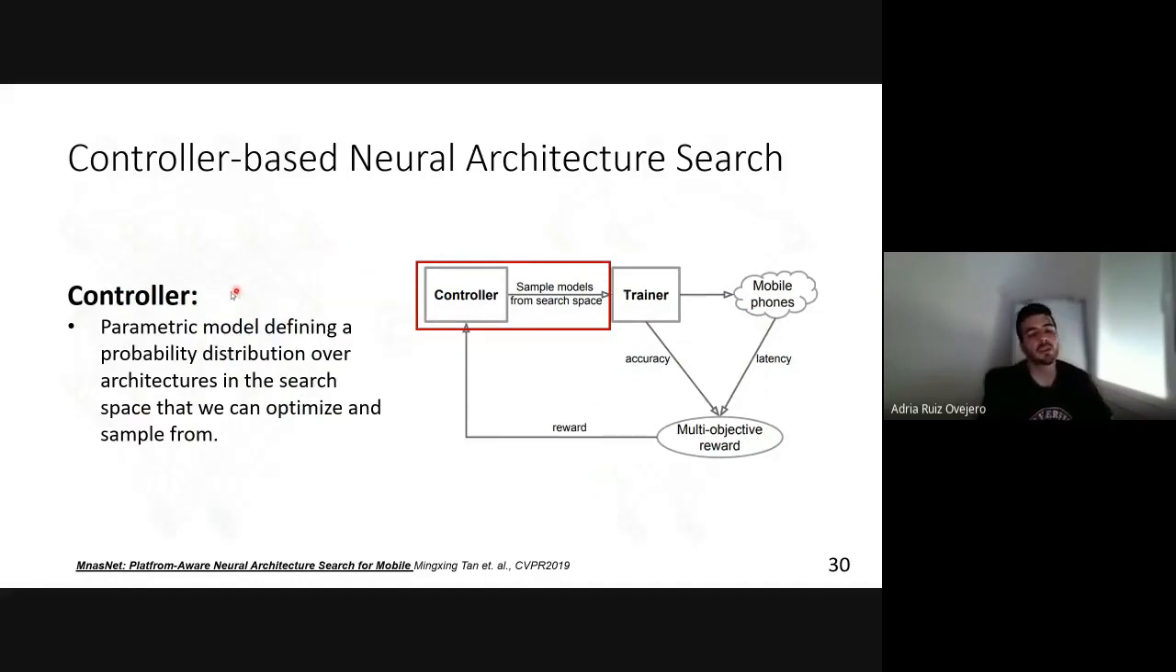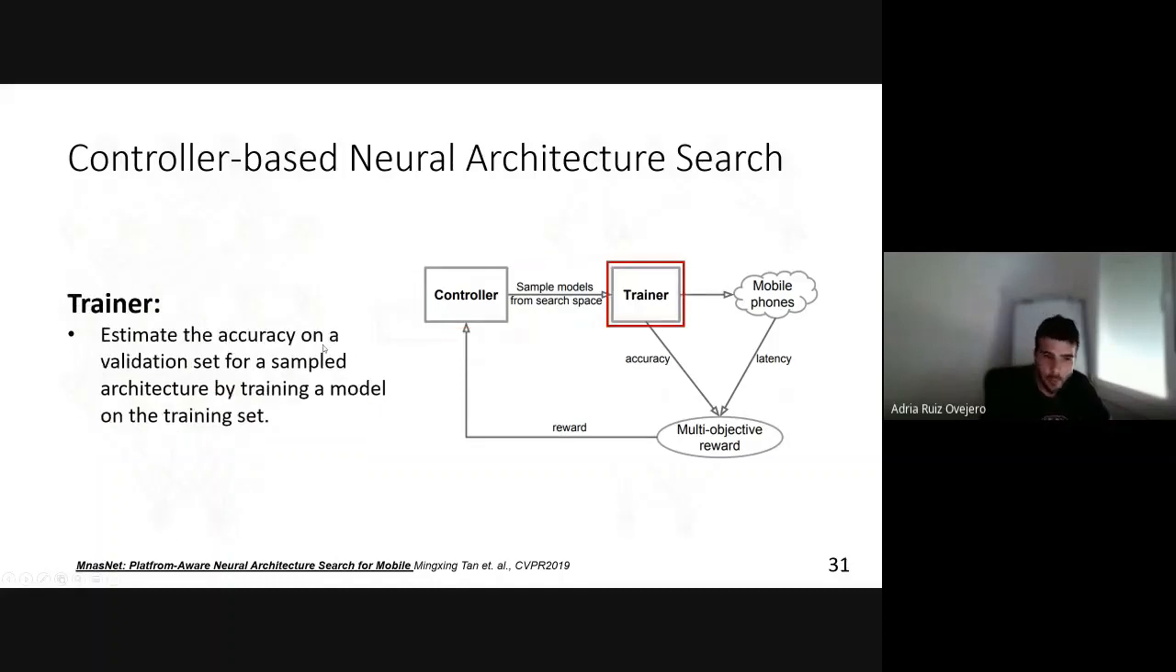So what is the controller? The controller will be a parametric model, for example a neural network or recurrent neural network, that defines a probability distribution over the architectures in the search space. In our search space, we will have thousands of possible choices for the hyperparameters of the architectures, and we can define a distribution over all these hyperparameters, and so a distribution over all the architectures that we want to optimize. And it's important to have a probability distribution because we will need to sample architectures from this distribution. Okay, and why is that?